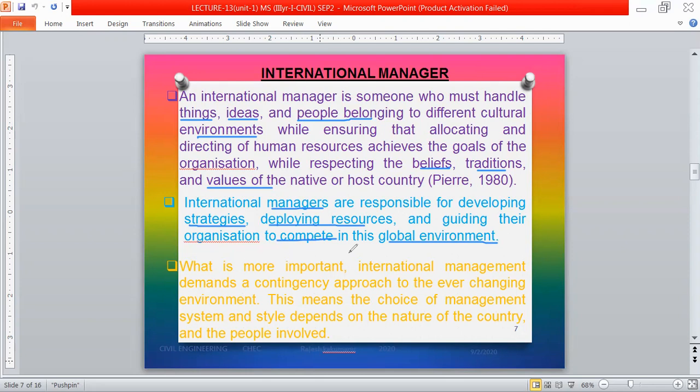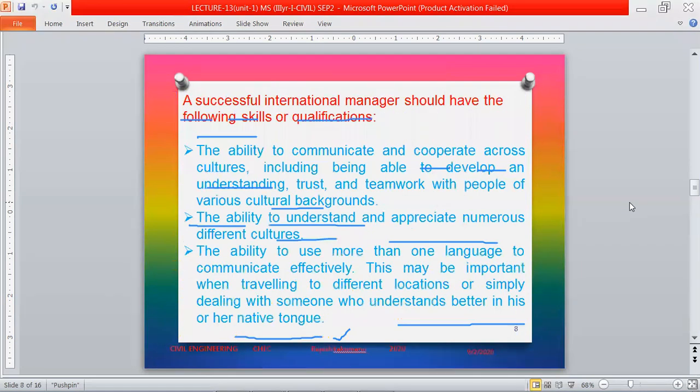What is more important? International management demands a contingency approach to the ever-changing environment. This means the choice of management system and style depends on the nature of the country and the people involved. So in international management, we continuously get changes and demands. What should we do? You have to depend upon the nature of the country, and what type of people are involved in the nature of the country, right? So all these things will be looked after by the manager only, not the chairman. Only the manager is the person who is looking after these things.